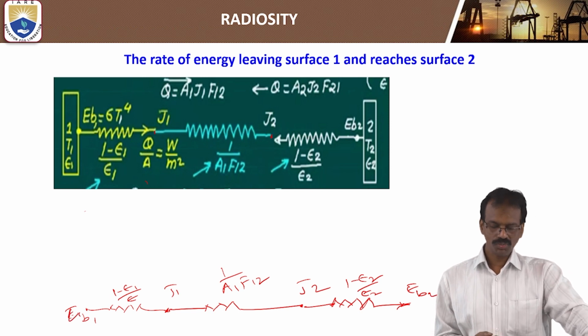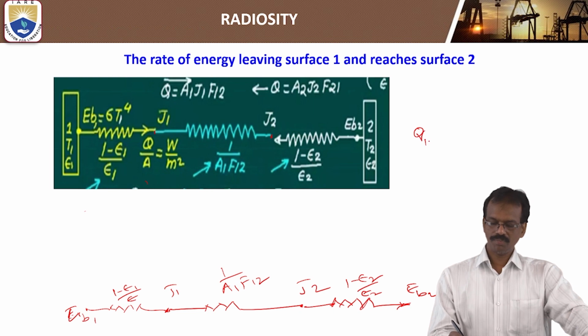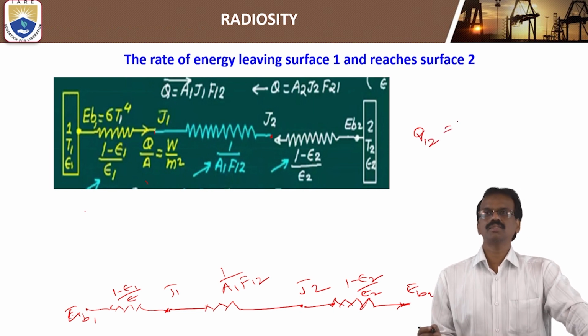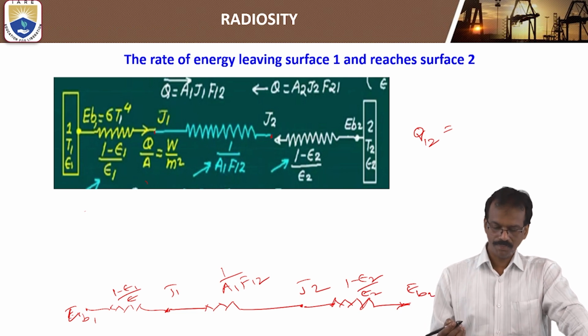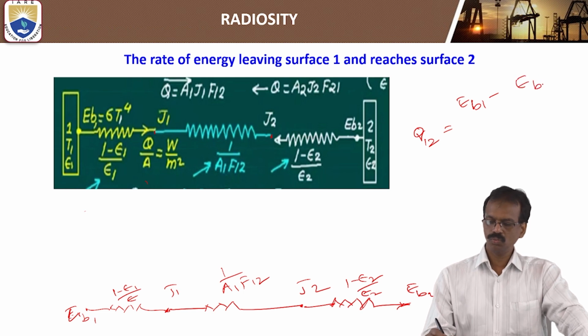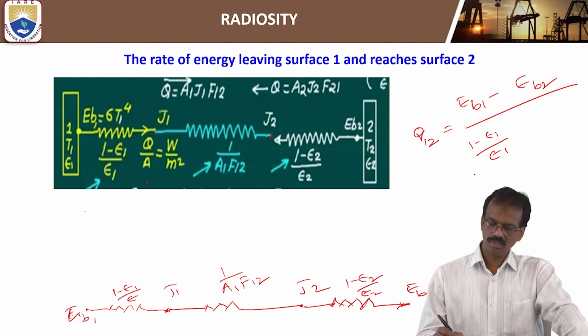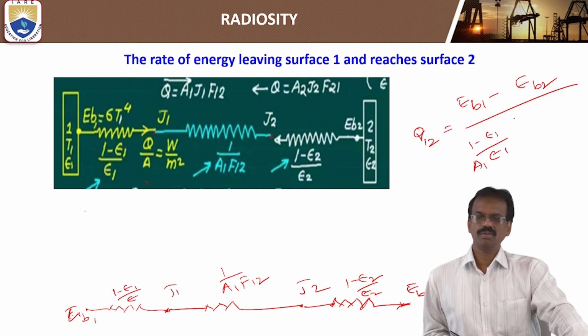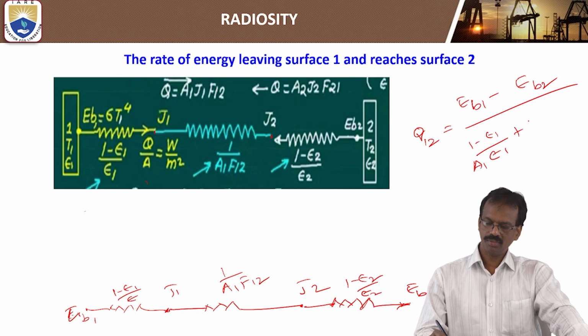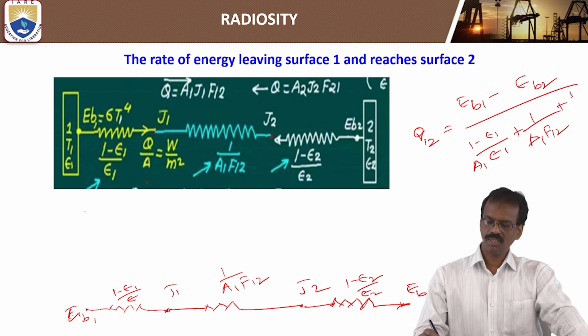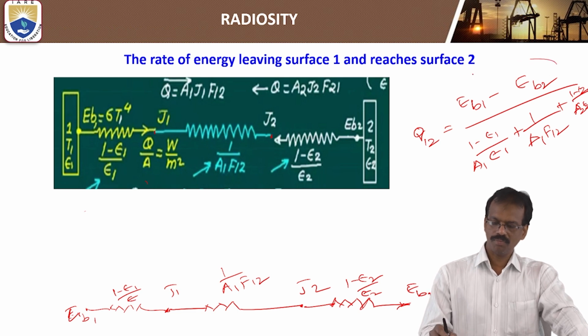So finally, the formula says the rate of heat transfer from surface 1 to 2 is equal to initial energy minus final energy by total resistance. You know the formula: EB1 minus EB2 divided by (1 minus epsilon 1) by epsilon 1. If you consider the area of surface 1, then A1 into (1 minus epsilon 1) by A1 into epsilon 1, plus space resistance 1 by A1 into F12, plus (1 minus epsilon 2) by A2 into epsilon 2. So this is the final formula.